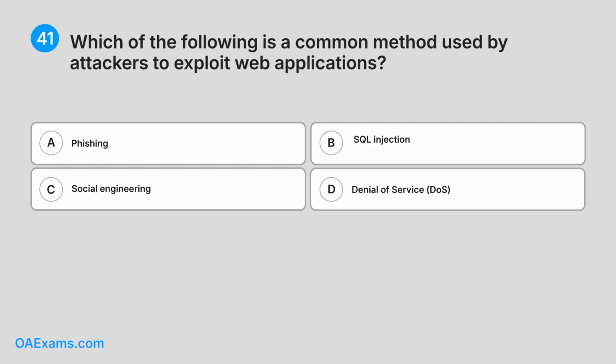41. Which of the following is a common method used by attackers to exploit web applications? A. Phishing. B. SQL injection. C. Social engineering. D. Denial of service. What do you think is the answer?